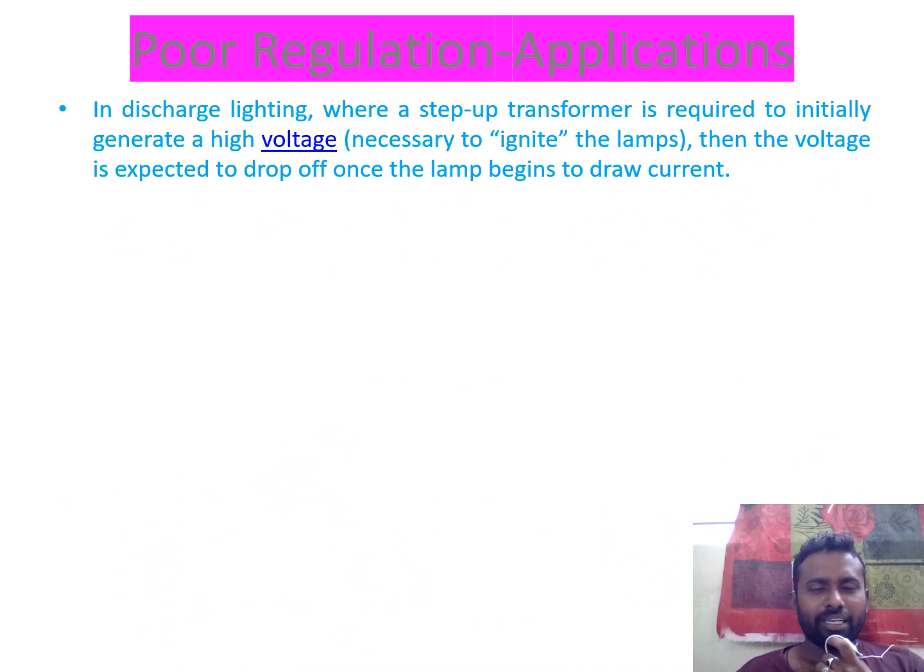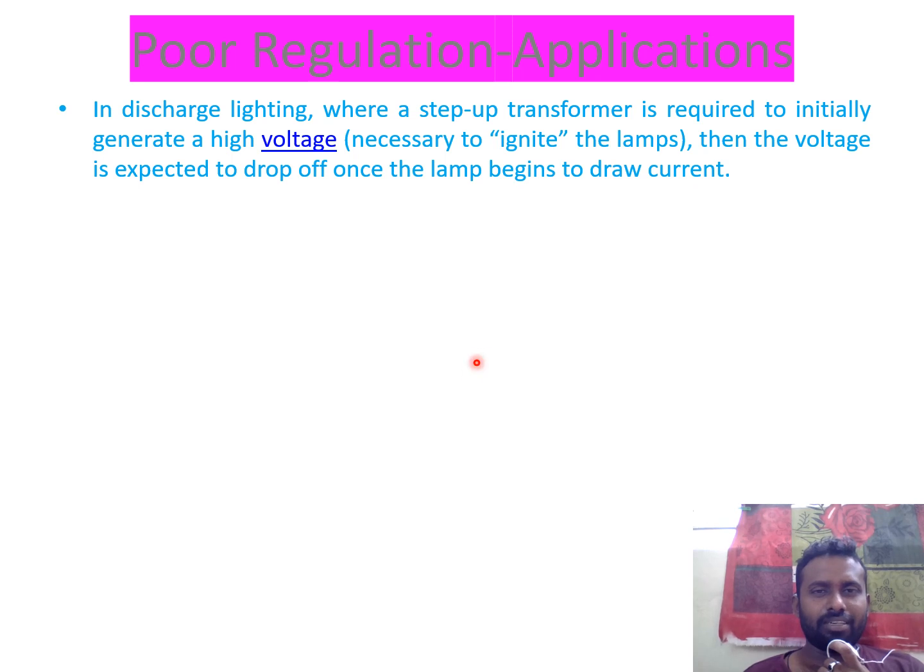Now, poor regulation applications. A transformer is very good if its regulation is very low, less than 3 or 5%. But even if the regulation is very high, there are some applications wherein we'll use these transformers with poor regulation, like in discharge lighting, where a step up transformer is required to initially generate high voltages. Then voltage is expected to drop off when the lamp begins to draw the current.